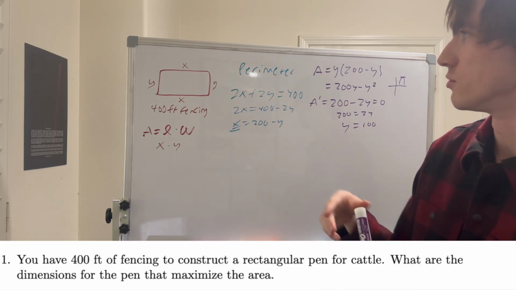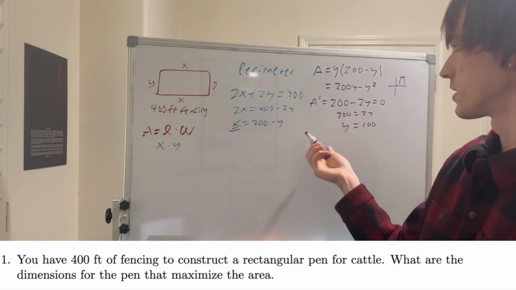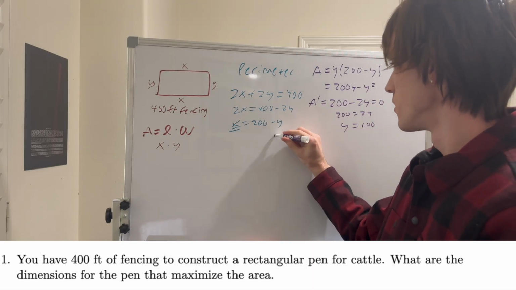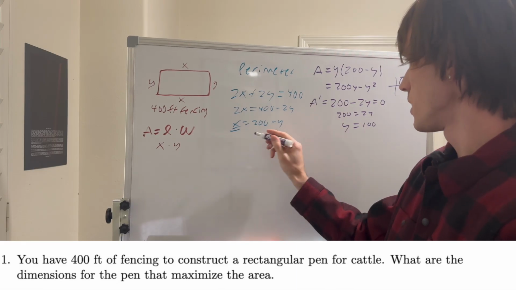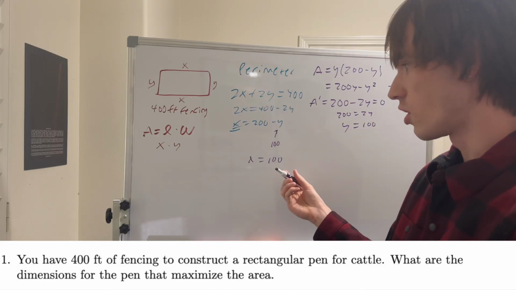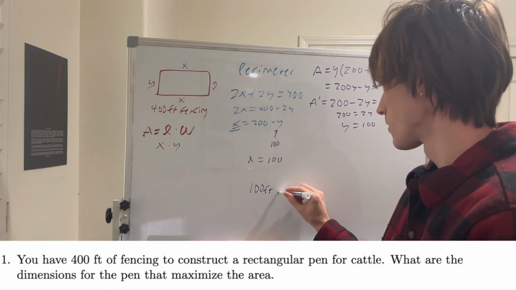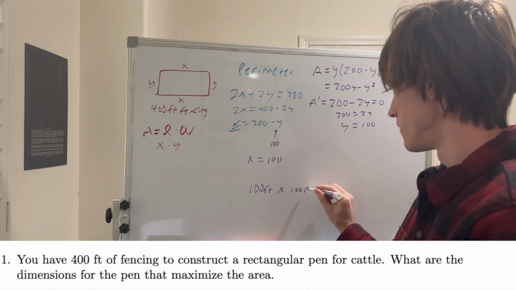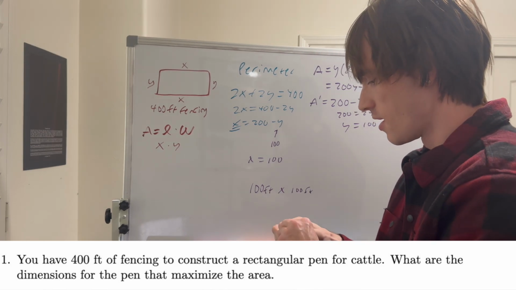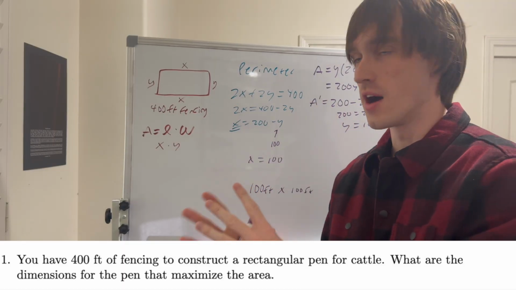Now, obviously, you can presume that the x's are both going to be 100 as well, but let's just plug it in here. If we plug the 100 right here, we're going to get x equals 100. So what are our dimensions going to be? They're going to be 100 feet by 100 feet. That's how we get the dimensions that maximize the area of this rectangular pen.